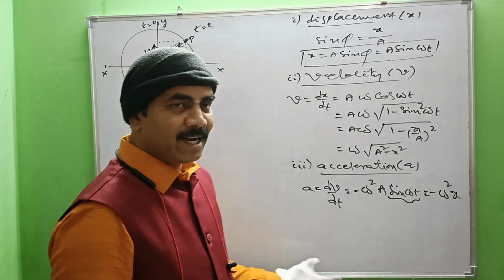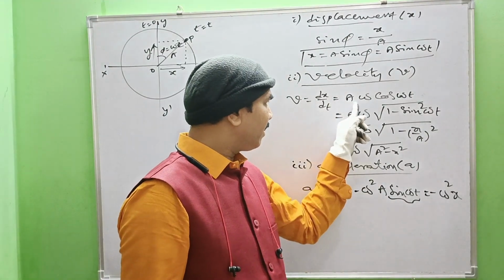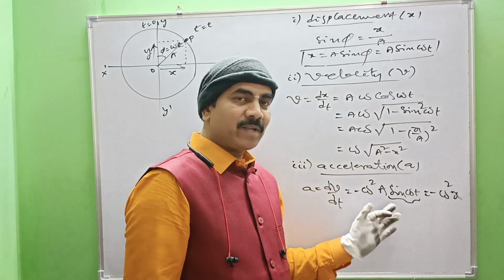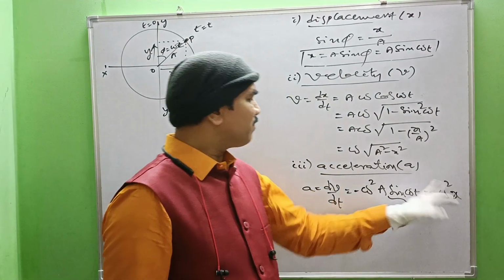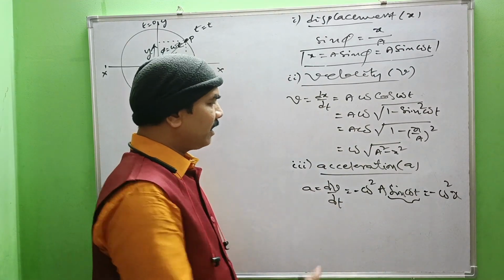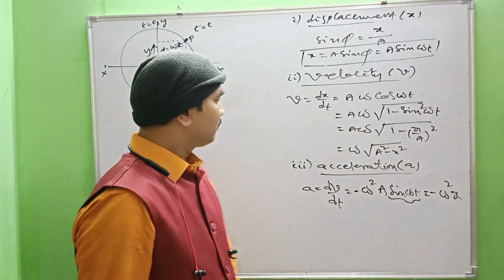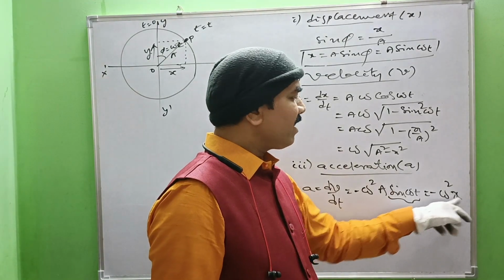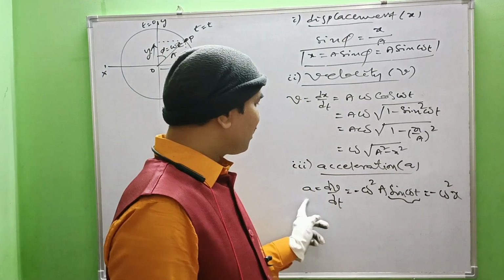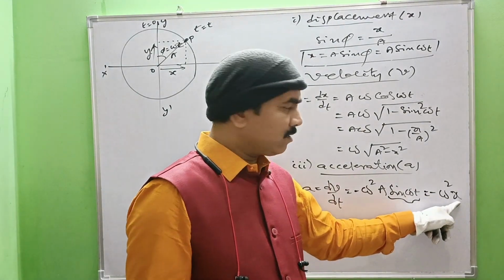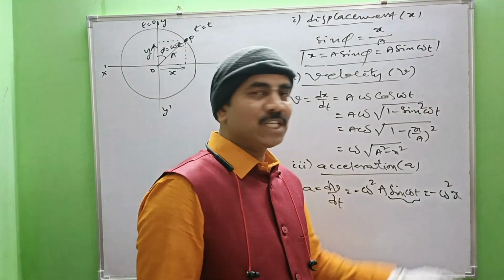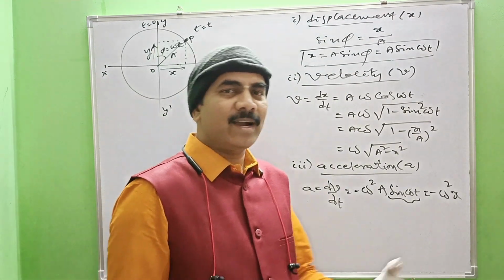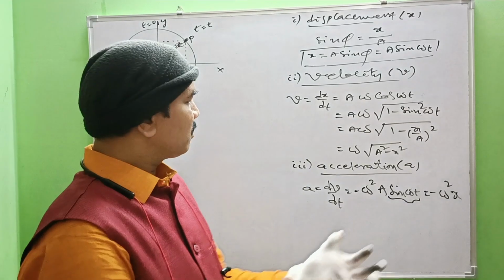So a equals dv by dt. On differentiating v with respect to time, we get minus omega square into a sin omega t, that is minus omega square into x also. Here acceleration is proportional to minus x. Acceleration is directed opposite to the displacement, and also directly proportional to displacement. That's the condition of simple harmonic motion.